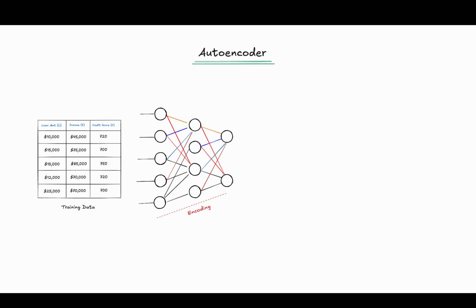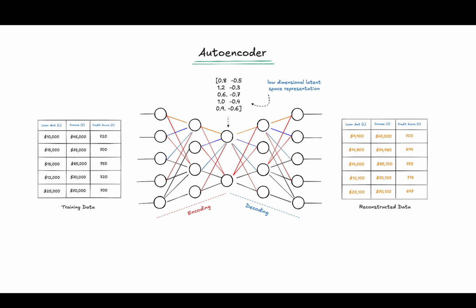Alright, firstly, let's talk about the autoencoder. This is a type of neural network we use to check if counterfactuals are plausible or not by comparing them to the patterns in the original data. So let's see how the training of the autoencoder works and the whole intuition behind reconstruction error. On the left, we have the training data. These are fed into the autoencoder. The encoder compresses them into a latent representation. For instance, $10,000, $45,000, and 720 might get compressed into something like 0.8 and negative 0.5.